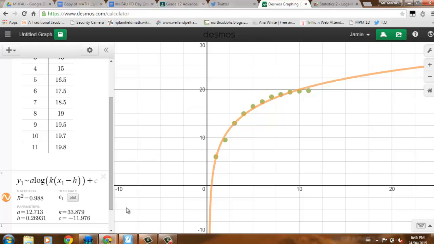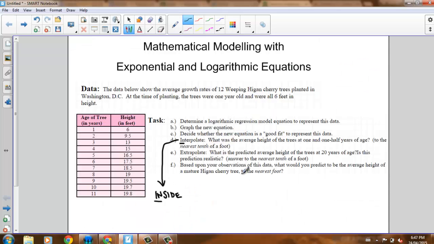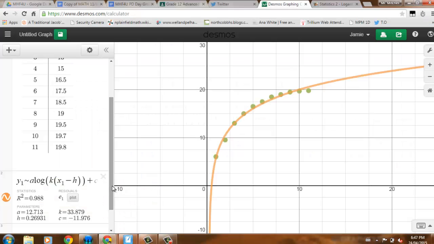So you really have two options for doing this. We could look at our equation, and we could look at our parameter values, and we could fill these parameter values in for A, K, H, and C, and then we could evaluate this on a calculator. So at 1.5 years, that would be our x variable. So I could plug in 1.5 for x and try and find y. But since we're working with Desmos, we have an easier way to do this.